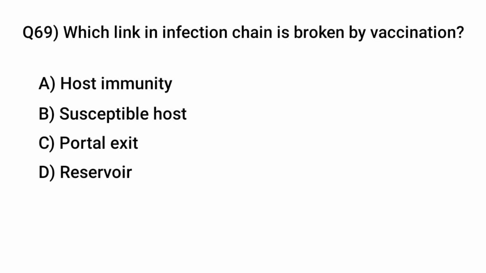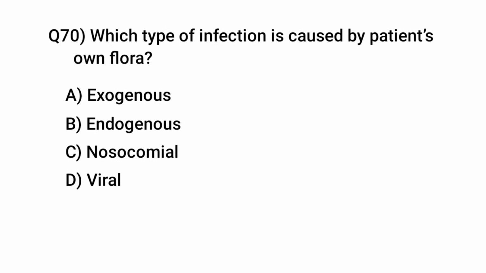Question number 69. Which link in the infection chain is broken by vaccination? Correct option is A. Host immunity. Question number 70. Which type of infection is caused by patient's own flora? Correct option is B. Endogenous.